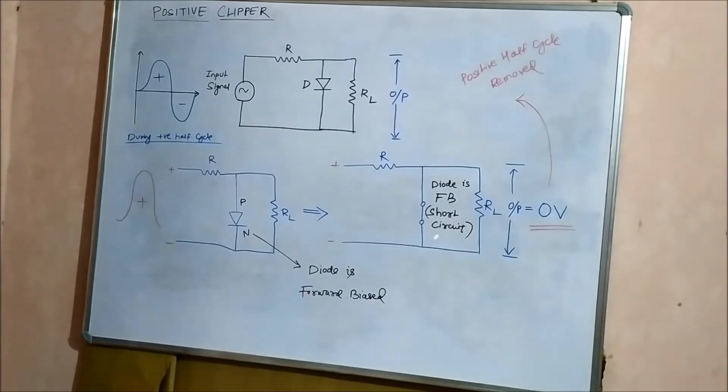So because of the short circuited diode, these two terminals get shorted. Now we know that the voltage across a pair of shorted terminals is 0. So the voltage across the load resistance will be 0 volt. So during the positive half cycle of the input AC signal, the output will be 0 volt. Now this means that the entire positive half cycle will be removed from the output.